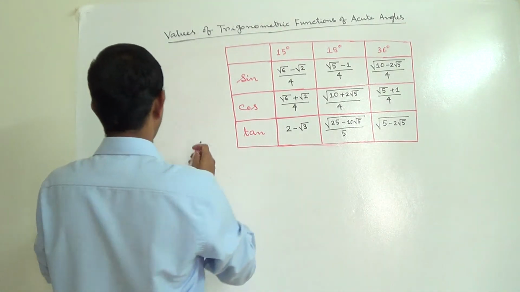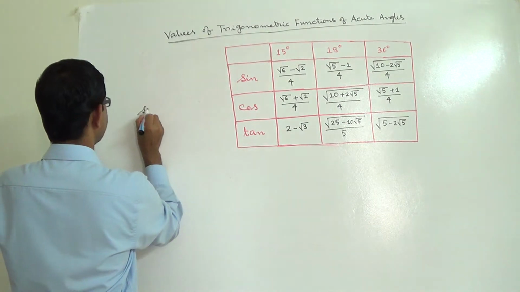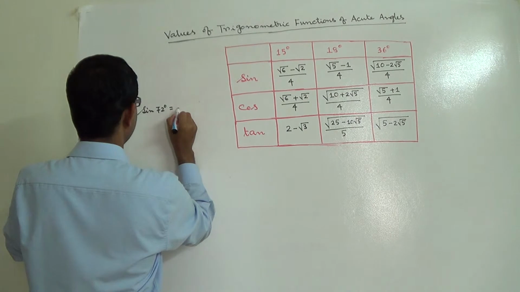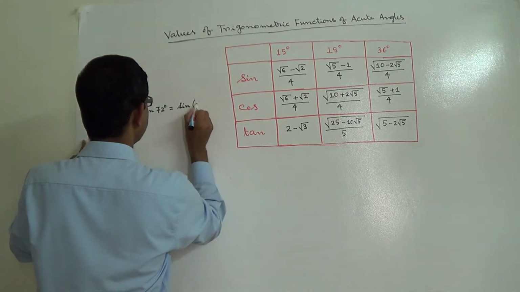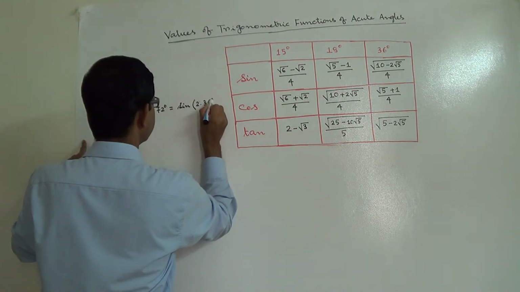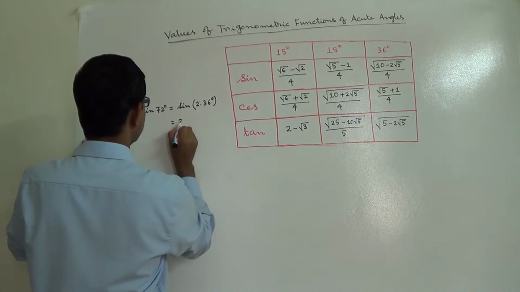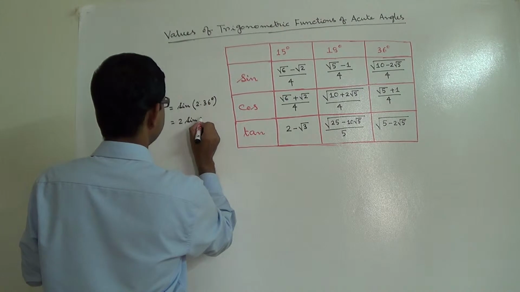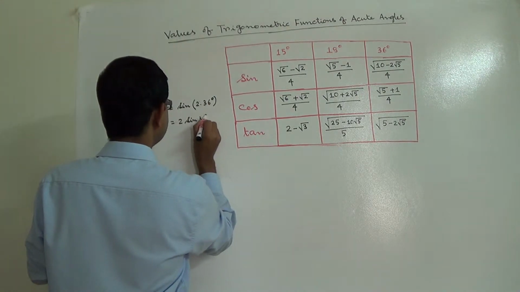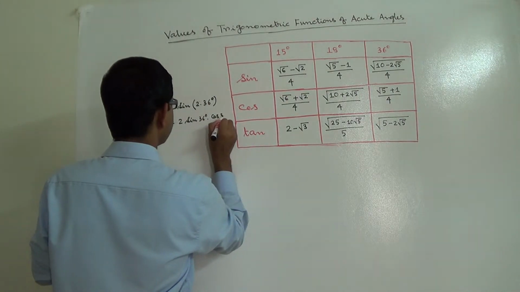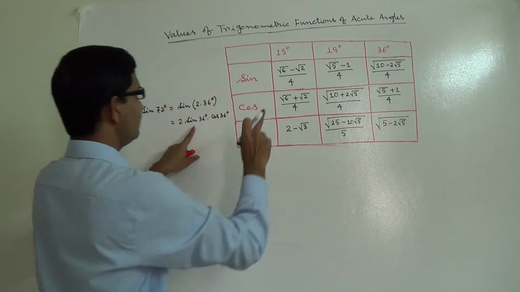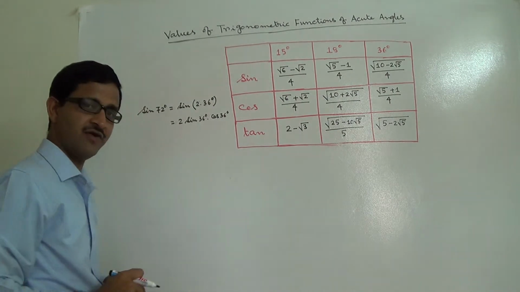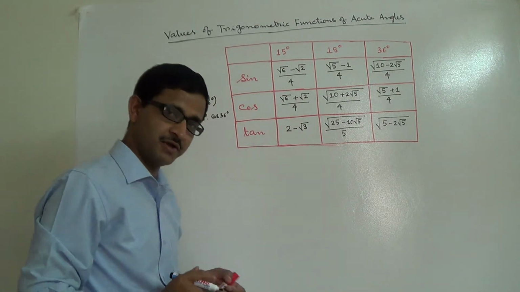So if you have to find the value of, for example, sine 72 degree, you can write it as sine of 2 into 36 degree. That is equal to, by the formula of multiple angles, 2 sine 36 degree into cos 36 degree. So you know the value of sine 36 degree and cos 36 degree. Now you can find the value of sine 72 degree.